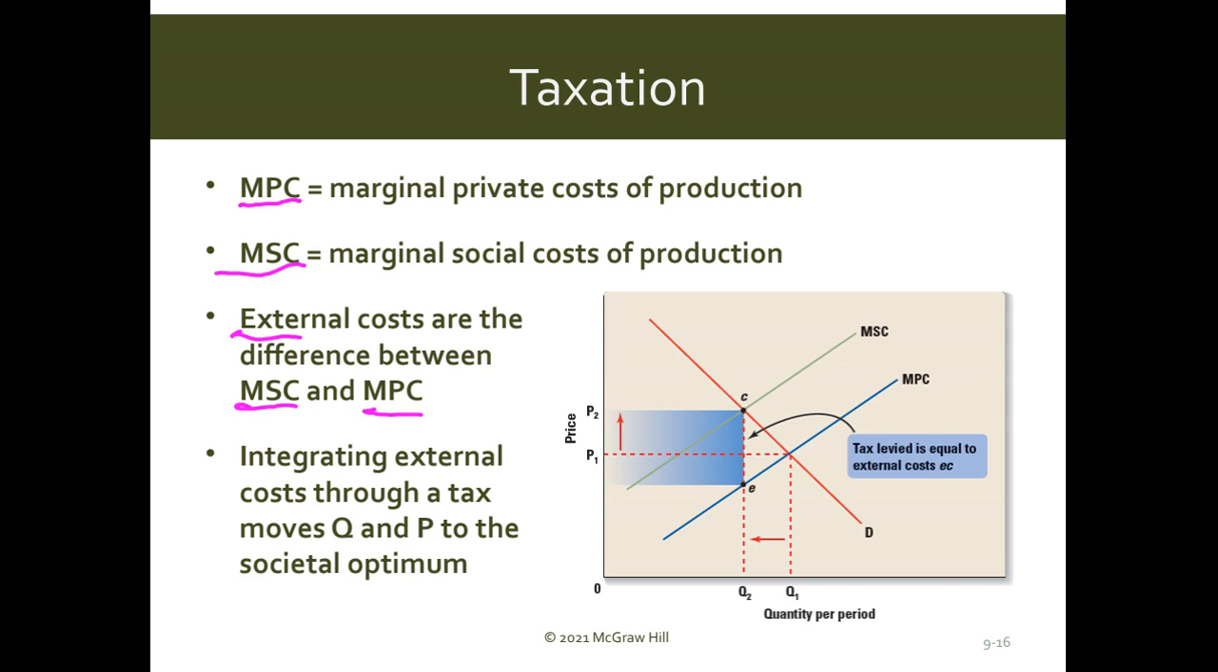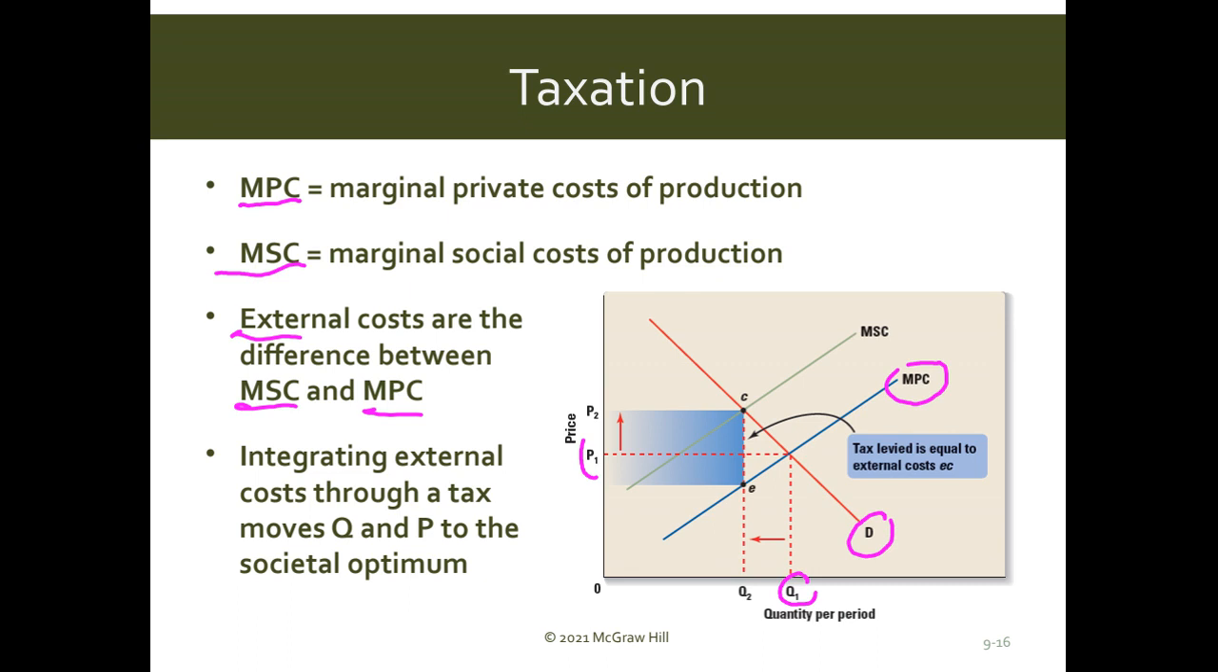Integrating external cost through a tax moves Q and P to the social optimum. Now see what is happening actually. I have already shown you earlier, but let me discuss it systematically. This is marginal private cost. This is demand. The equilibrium is Q1. Equilibrium price is P1. If there were no externalities, then this market would be allocatively efficient. You can see price equals marginal cost. That is, price P1 is also equal to my marginal private cost.